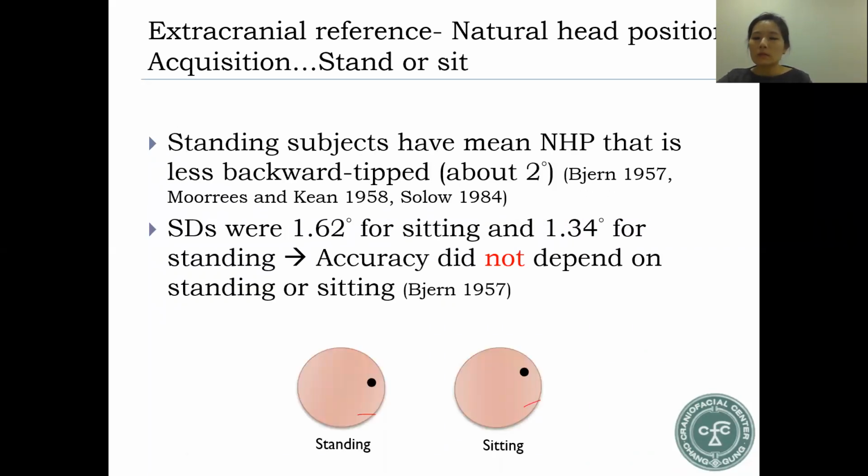Different body positions result in different natural head positions. Standing subjects have a natural head position that is less backward tipped than seated subjects, and the standard deviations were similar between standing and sitting, suggesting that accuracy did not depend on whether the standing or sitting position was used. It is difficult to conclude which position is better or correct.